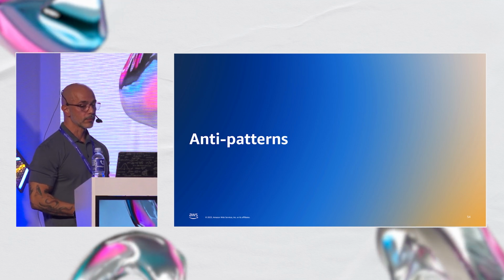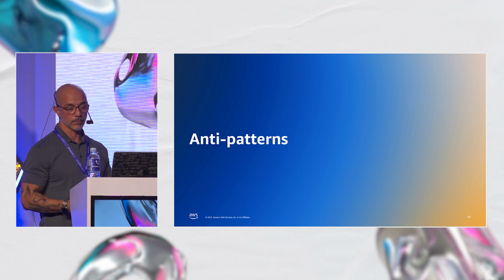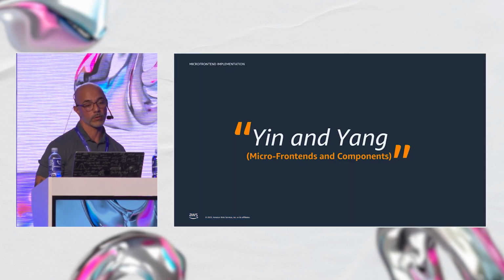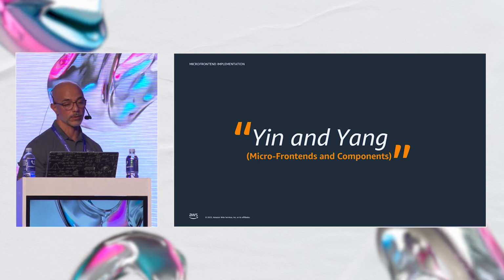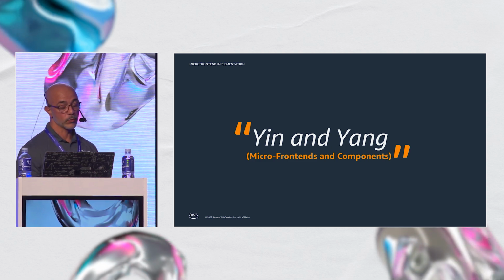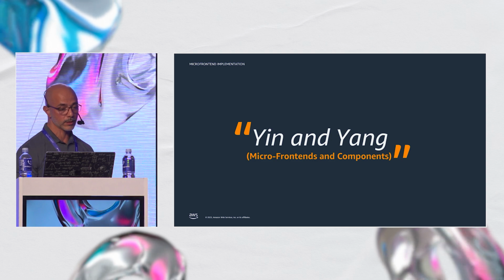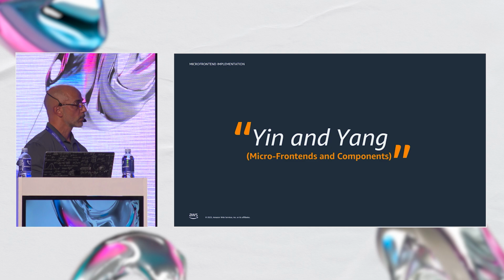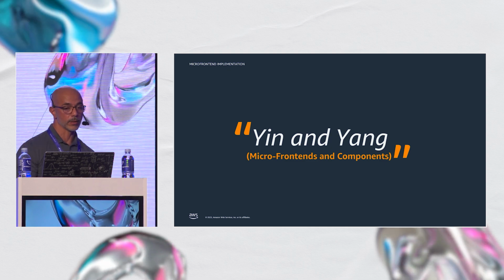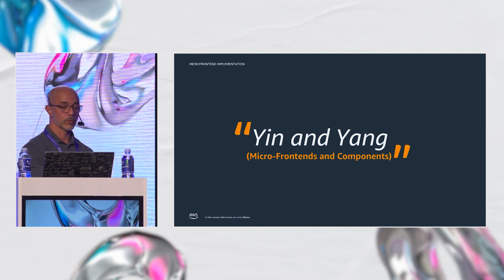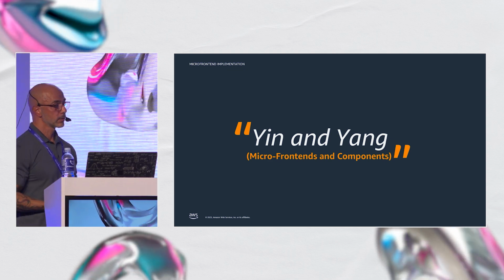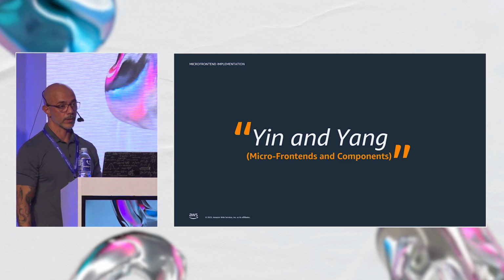So the first one is the yin and yang, which is a mistake that I see often, not only for micro frontend, but in general with teams that work with UI frameworks. This can be Vue.js, React, Angular, you name it. Which is, what are you building today? Are you building a micro frontend module, or are you building a component? And what's the difference? So now I have an orange square.